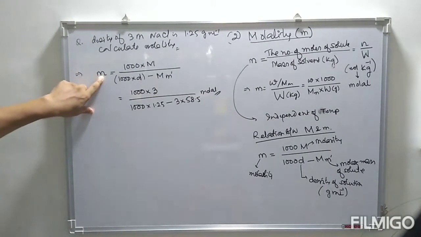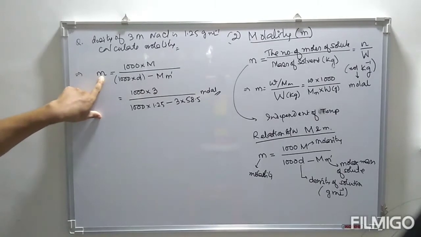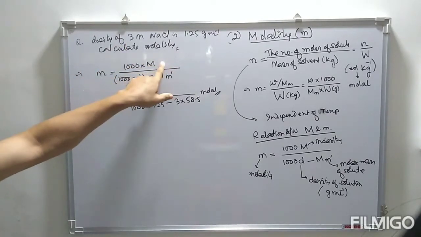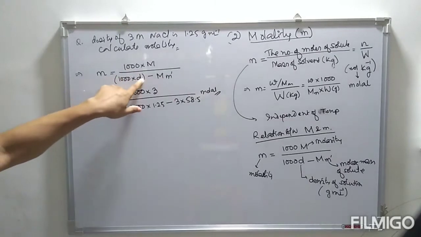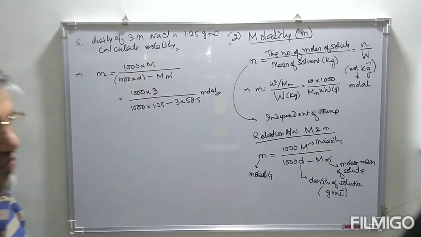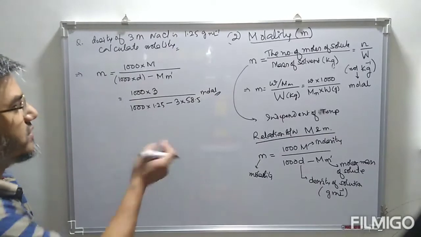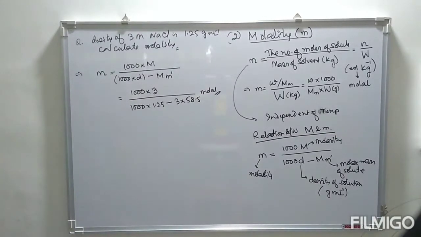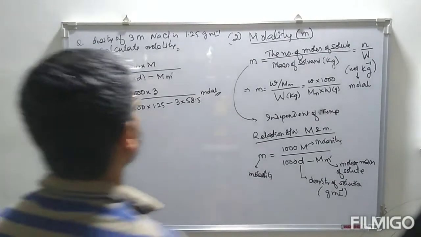So conversion of molality to molarity, or molarity to molality, is through the density of solution. The density of solution should be known to convert molarity into molality. So this is how we define the molality of a solution.